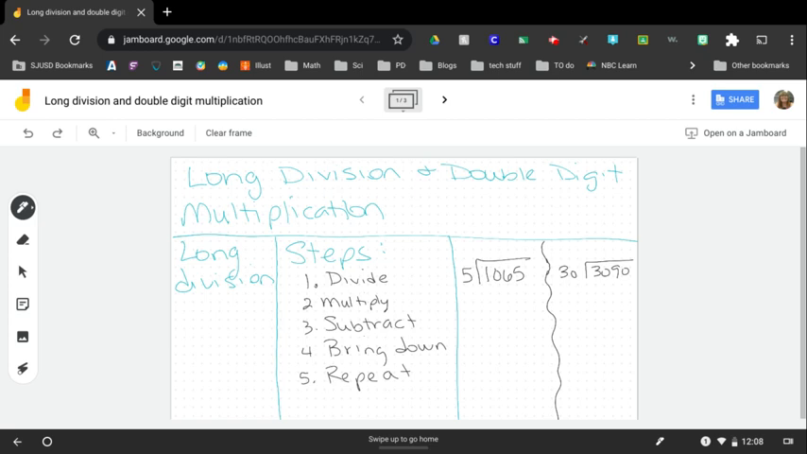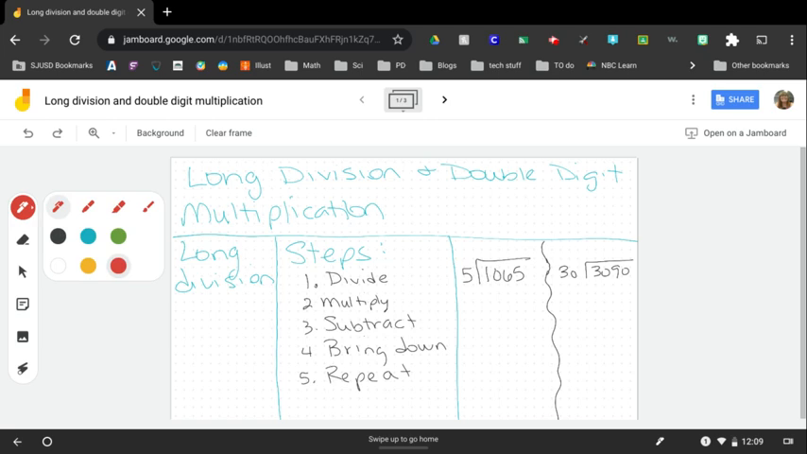This is kind of how it's going to go all the time. Your homework will be to copy down these notes, work on the practice problems with the video, and then do some practice problems on your own. So that's kind of how this process is going to go. So this is just a reminder of double digit multiplication.